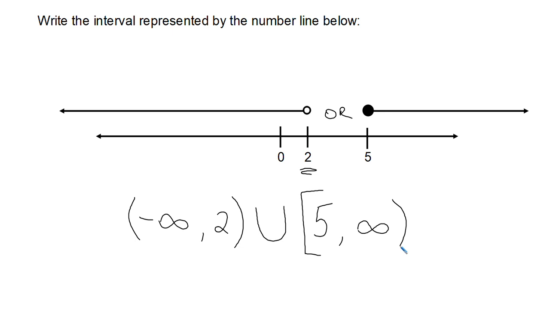And that's it. That's how we do our interval notation with the graph of a number line.